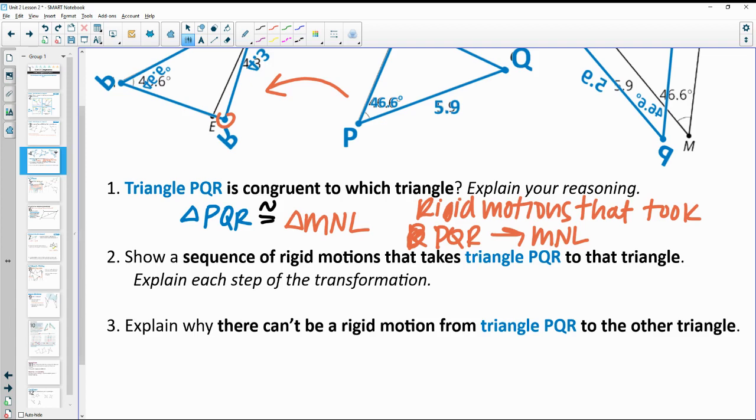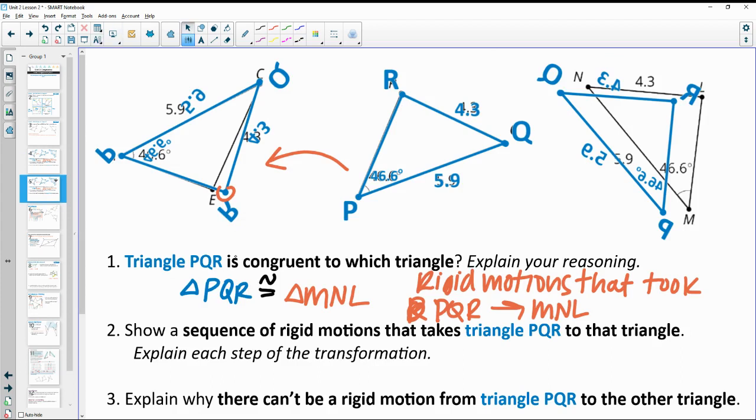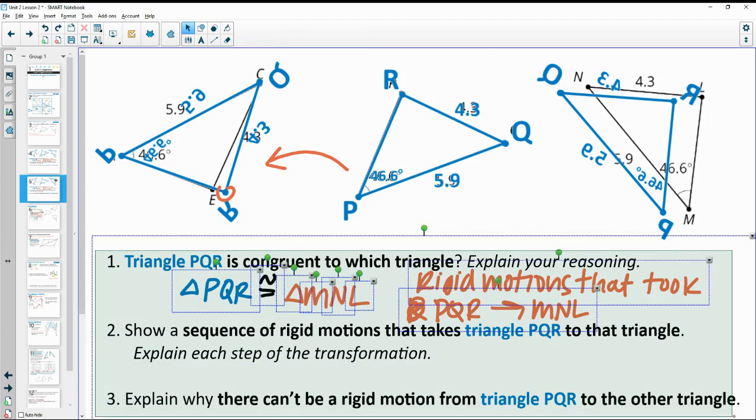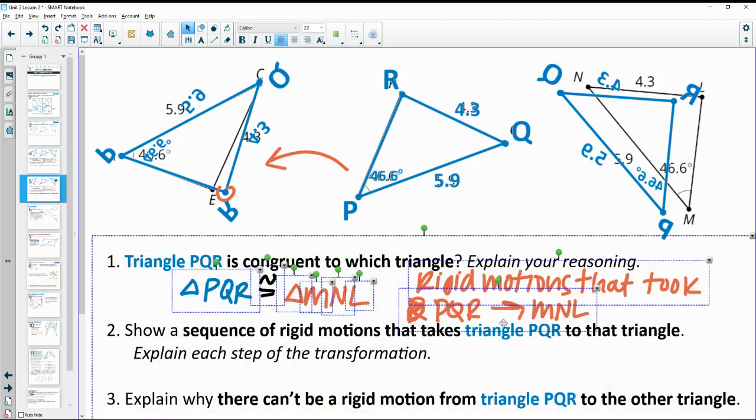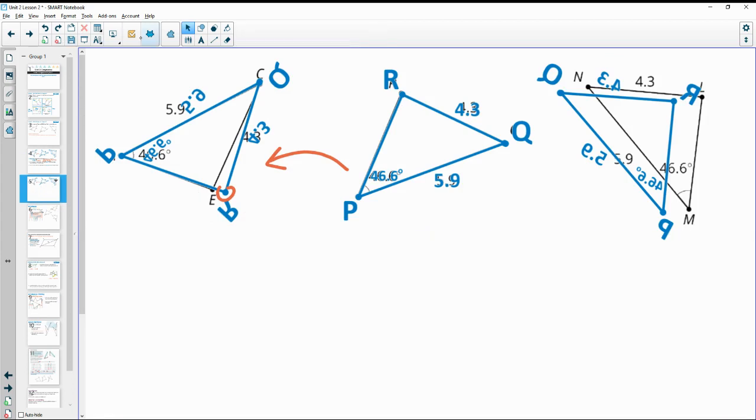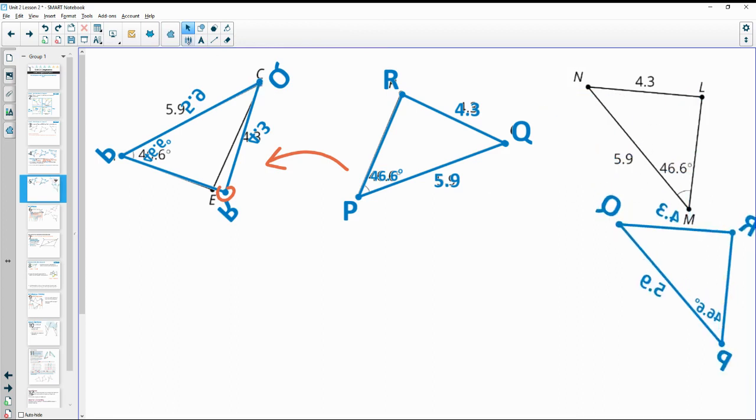All right, so let's write a set of rigid motions here. And I'm just gonna duplicate this screen. And then I'm gonna delete out some of this so that I've got some space. All right, so I am going to describe the one that's going to take PQR over to this one. And so the first thing that I would want to do is get some points lined up.